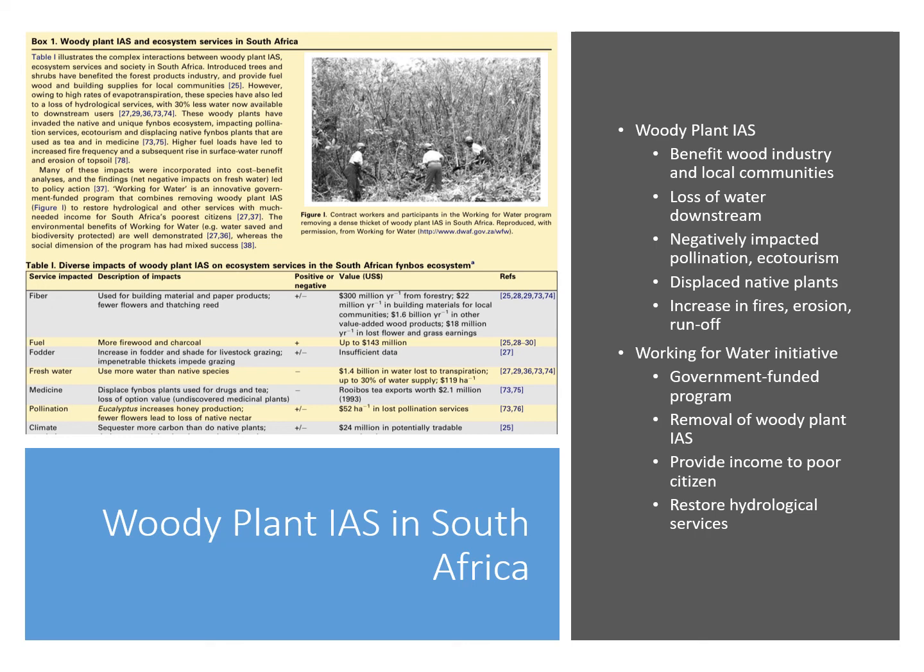An initiative using economic incentives was created to remove the woody plant IAS from the ecosystem, and this initiative was called Working for Water. It's a government-funded program to provide income to poor citizens while also restoring hydrological services to the ecosystem.